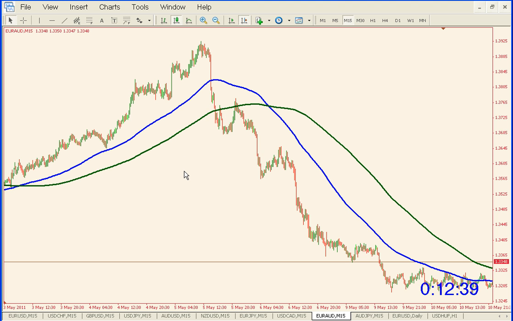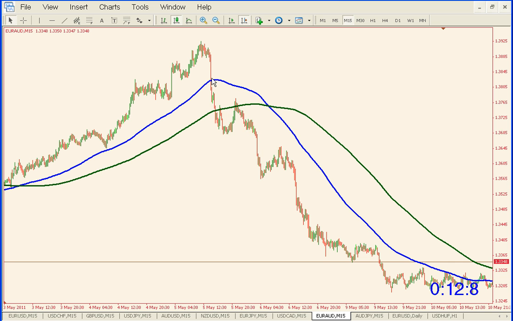Basically, if price is above your 100, it's showing you that the market is bullish, a bullish bias. And if it's below, it's showing you that you've got a bearish bias. And your 200 confirms that bullish or bearish bias. So what we do here, we're looking at this trend. We've been in an uptrend for a little while, and now price breaks this 100 bar moving average. We want to put a trade in to go short.